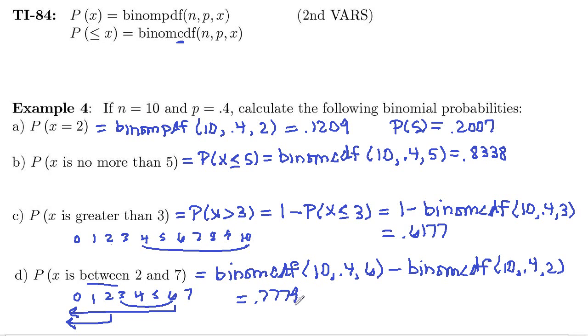So this is 0.7779. So that's saying about 78% chance that we're going to have strictly between 2 and 7 successes out of 10. About 62% chance approximately that we're going to have greater than 3 successes out of 10. And about 83% chance that we're going to have at most 5 successes, less than or equal to 5 successes.